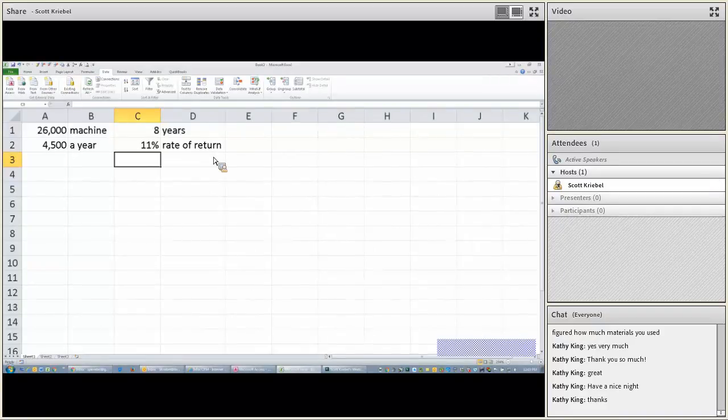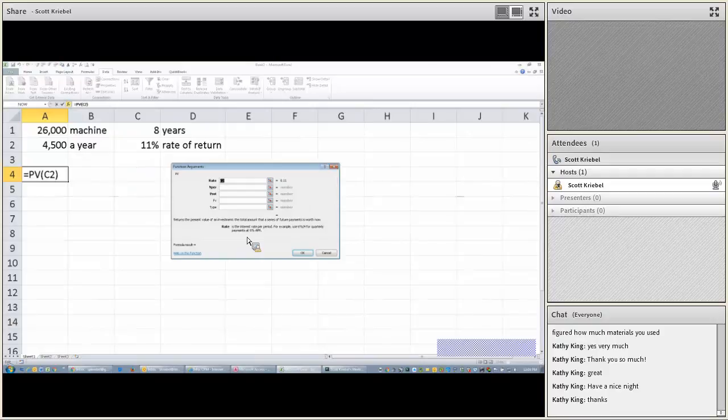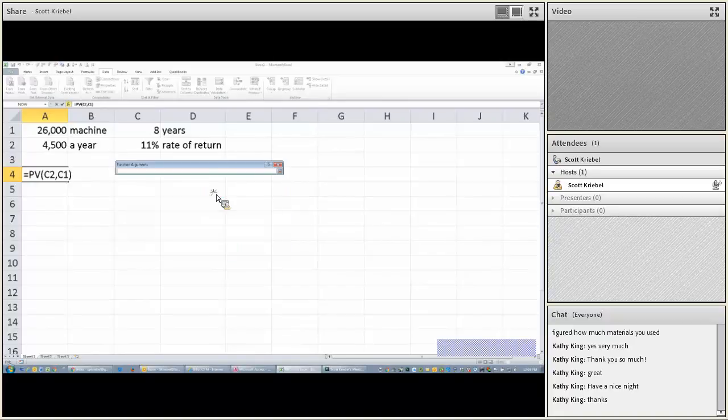Basically this is going to be fairly straightforward. We're going to use the present value formula. In this case, 11% is our rate of return. And I'm actually going to expand this so you can see the big screen. So the rate is going to be 11%. Nper in Excel language is the number of periods, and in this case we're talking 8 years. And we do have a payment. The payment here is $4,500.